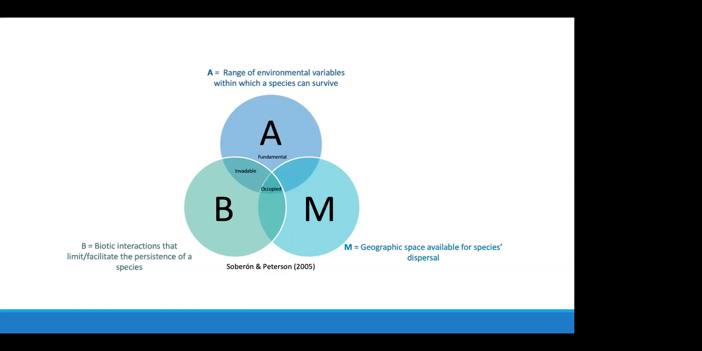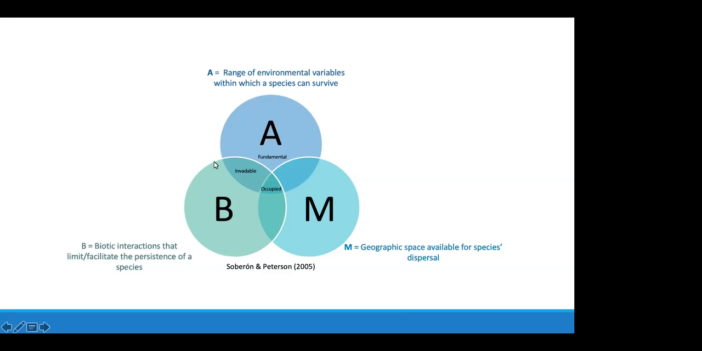The set of biotic factors or biotic indicators may be where an environment may be favorable, but the presence of a competitor might exclude the species from this area. So B is shown on the diagram. The circle of B is the biotic interactions that limit or facilitate the persistence of a species. And then the dispersal ability, or the geographic space available for the species dispersal, is represented by this circle that's labeled M. So A and B might be favorable, but if dispersal is not sufficient, the species won't be found in a given area.